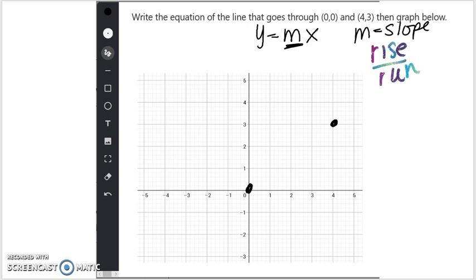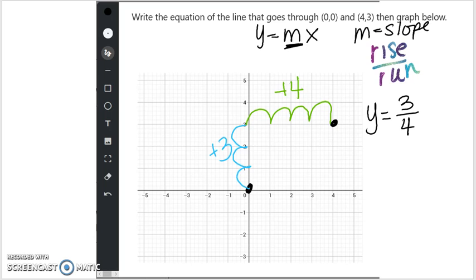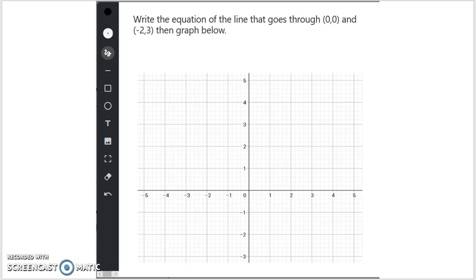So remember, rise over run. Using some fun colors here. Rise is my vertical change. So I'm going up 1, 2, 3, +3 because I'm going up, and then I'm going to the right, 1, 2, 3, 4, so +4. So my equation then is y equals 3/4 x. Rise over run, my rise was 3, my run was 4. Simple and sweet.